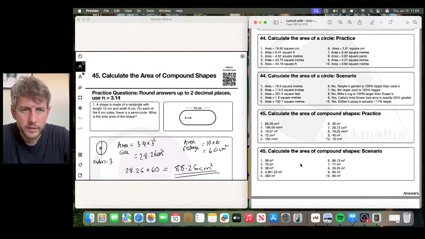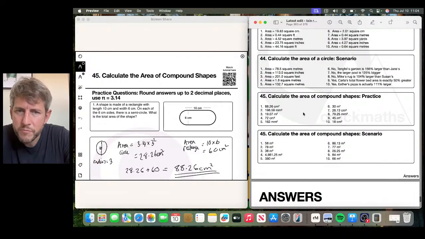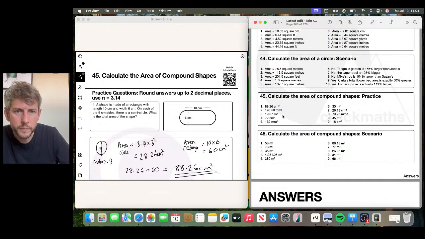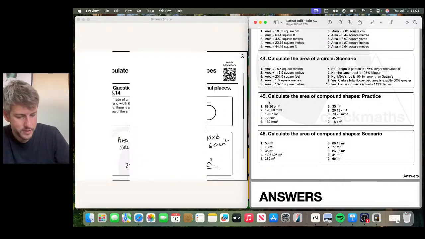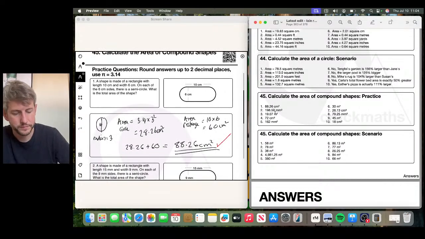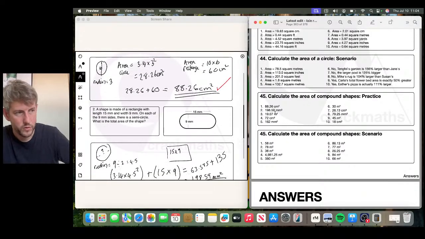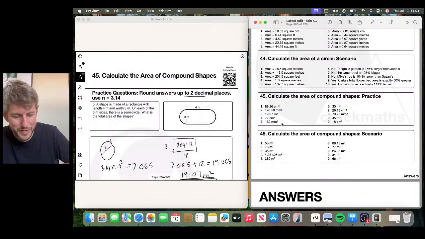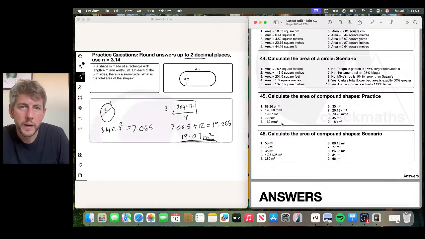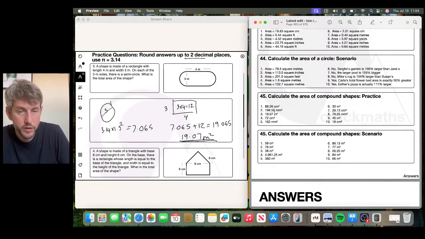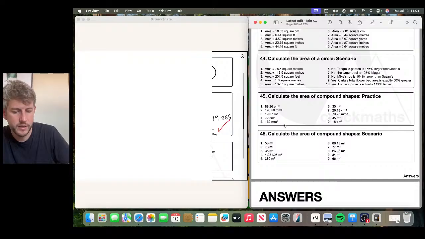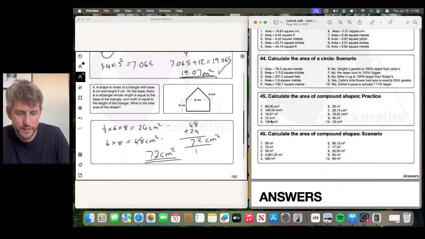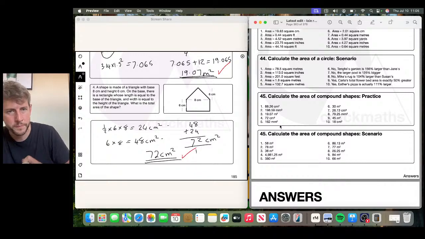Get that here. So compound shapes, practice ones here. So the first one, 88.26 centimeters squared, perfect. This one here, we have got 198.59 millimeters squared, excellent. It's nice when we agree. Here we've got 19.07 meters squared. And then here we've got 72 centimeters squared, wonderful.